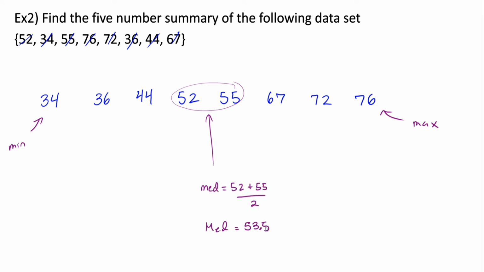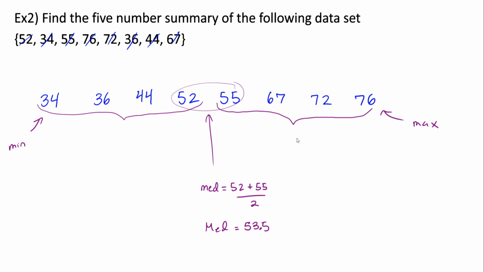Now when it comes to finding Q1 and Q3, it's a little bit different here because we have an even number of values. Now 52 and 55 aren't part of the median, so we still will include the 55 in our upper half of the data here, and we're going to include 52 in our lower half of the data here. So if you have an odd number of values, you don't include the median when you're finding Q1 and Q3. If you have an even number of values, you would include the 2 middle values in the upper half and the lower half.